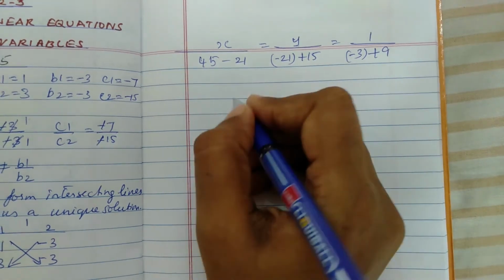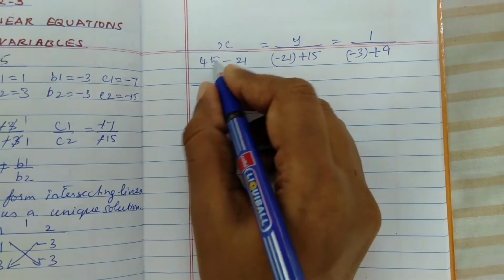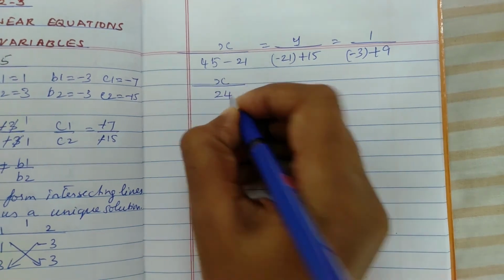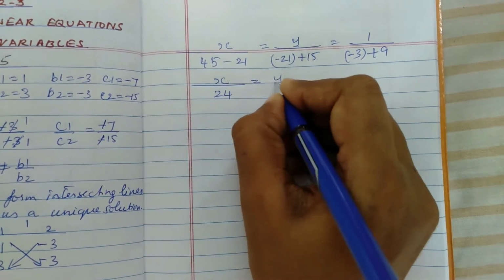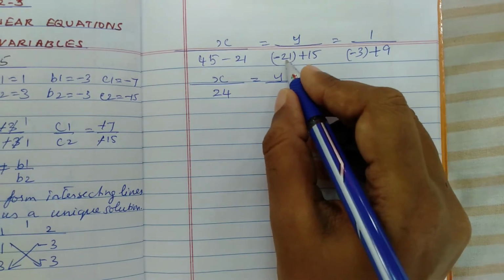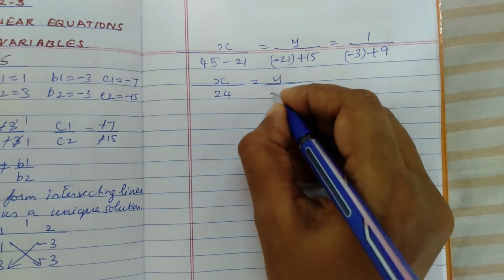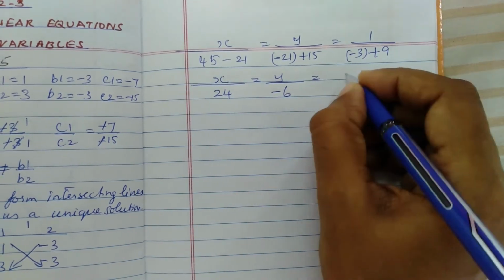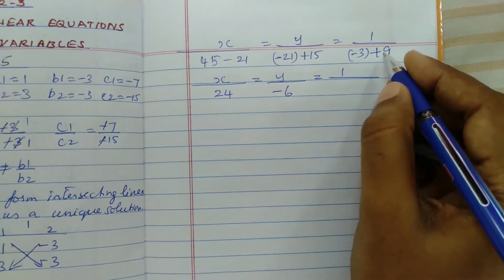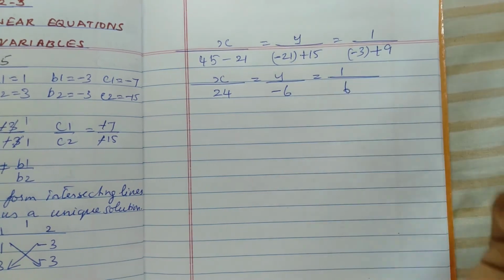Okay, now we will solve this. Now 45 minus 21 is 24. Okay, then y minus and plus is minus, and so 21 minus 15 is 6. But you will take the minus sign from the greater number, so this is minus 6, and same way here minus and plus is minus, so 9 minus 3 is 6, but the sign of the greater number is plus, so let's write plus 6.